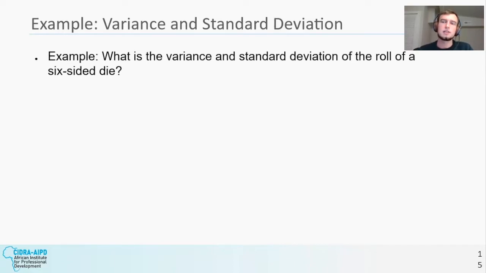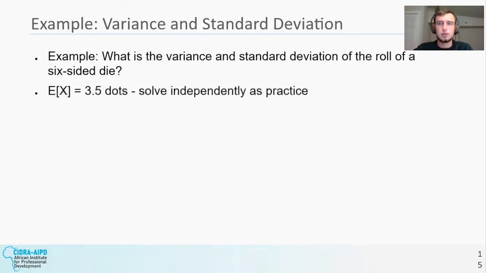What's the variance and standard deviation of the number of dots we can expect to see? So we know that our expected value of the number of dots we're going to see is 3.5 dots. You can solve for this independently if you'd like as well. Would recommend it just to get practice.